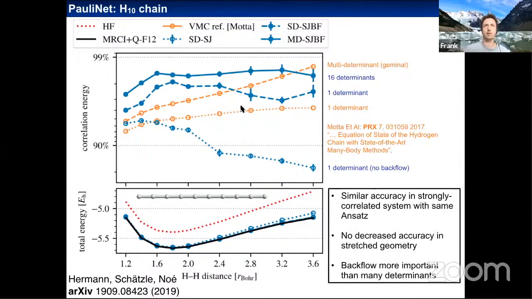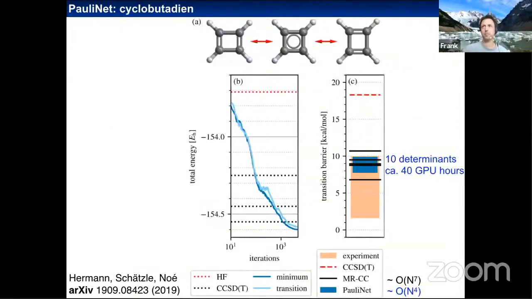Okay, and we get approximately similar accuracies for different distances or bond lengths between the hydrogens. So even as we go to the more electronically complicated case, we have a similar accuracy with the same number of determinants.